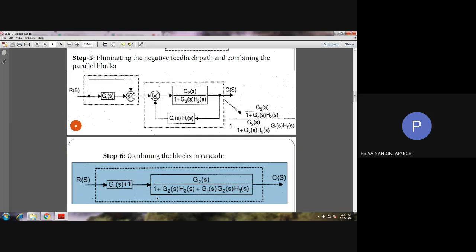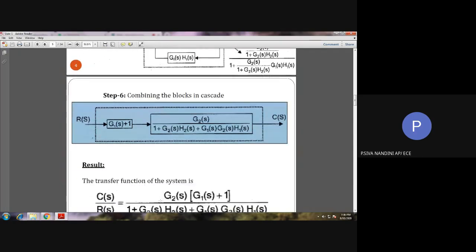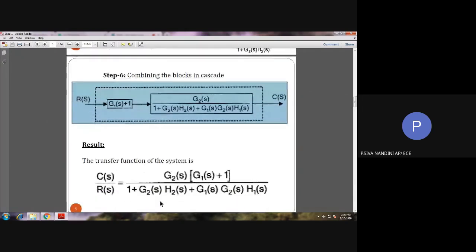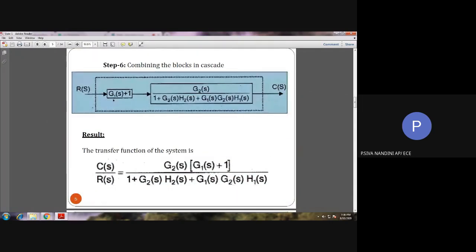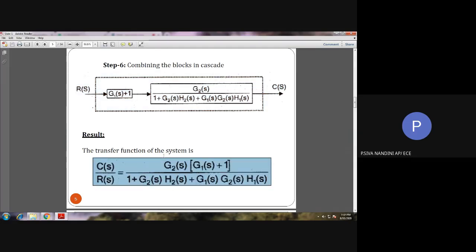Next, for further simplification, you see here we have two blocks in cascade. If two blocks are available in series or cascade, we can just multiply those two blocks. So, simply multiplying these two blocks, that is G1 of S plus 1 into G2 of S divided by 1 plus G2 of S H2 of S plus G1 of S, G2 of S, H1 of S, we obtain a single mathematical expression. That is none other than our transfer function C of S by R of S. Okay. So I shall repeat the procedure once again.